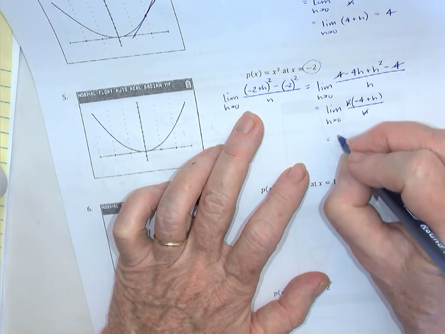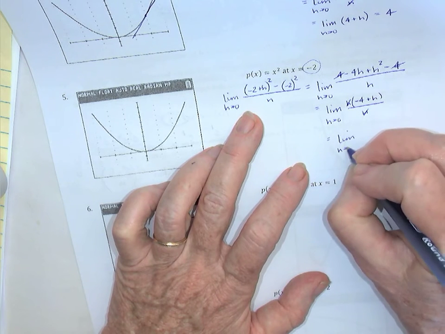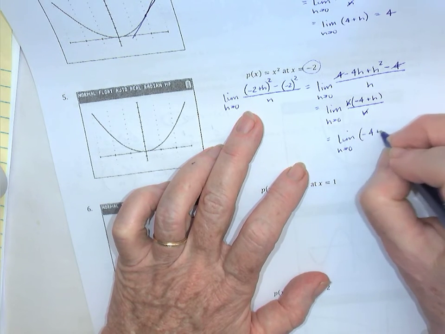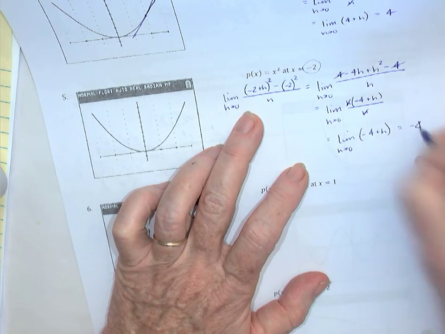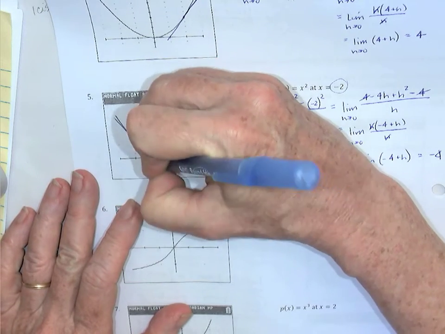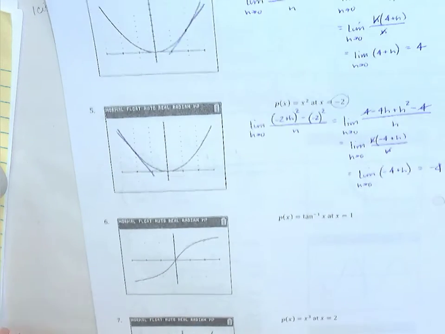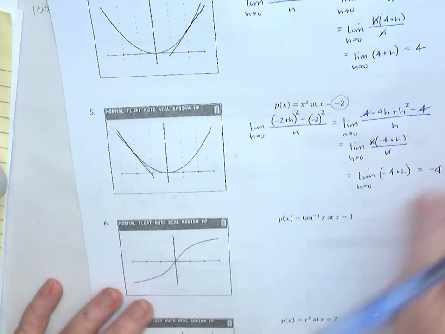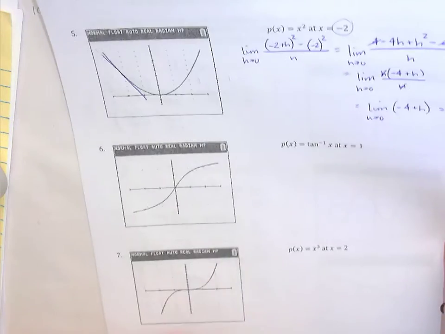So in this case, if I take the limit as h approaches 0 of negative 4 plus h, that in fact is negative 4. So what we are saying is that when x is negative 2, the slope of the tangent line is negative 4. And I don't know if that's exactly negative 4, but it is most certainly a negative slope.